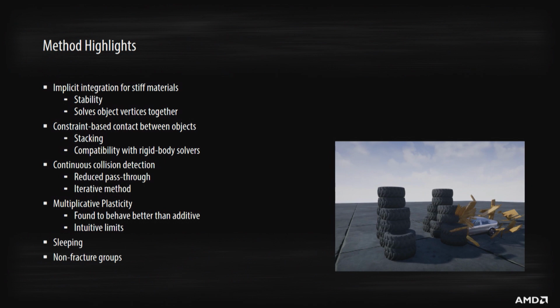And as well, we have multiplicative plasticity, which is a particular type of plastic deformation, or a model for plastic deformation. We ended up using that one because we found that the additive model had certain issues, particularly for objects like the car that are plastically deforming, but not anchored to the ground, basically. And in general, the momentum behaved better for these objects with that type of plasticity.